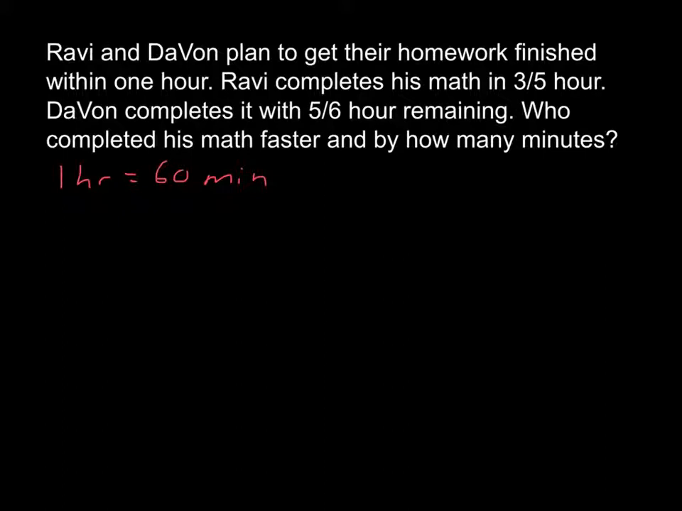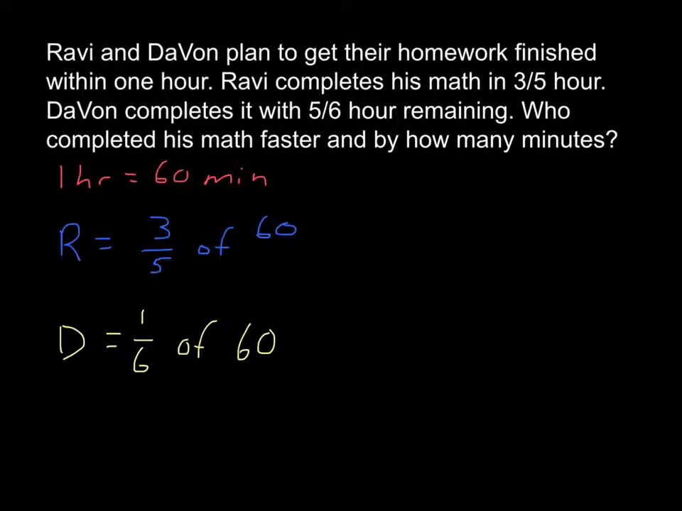The first thing that I'm going to do is I'm going to write down that 1 hour is 60 minutes, and I'm going to convert it into minutes from the beginning so that I have less work I need to do later. Then I write down what I already know. Ravi finishes in 3/5 of 60 minutes, and Devon finishes in 1/6 of 60 minutes. And I know that it's 1/6 instead of 5/6 because it says how much remaining instead of how long it took. And then what I need to do is I need to solve these problems.